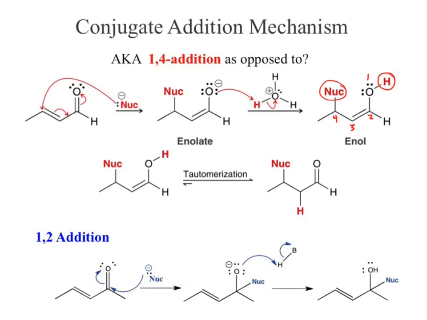What happened with the 1,2 addition? I look to the product and see what things were added. I have the hydrogen and the nucleophile. The hydrogen's on our oxygen, position 1, 2. Where did I add things? Position 1 and 2. So I have a 1,2 addition.